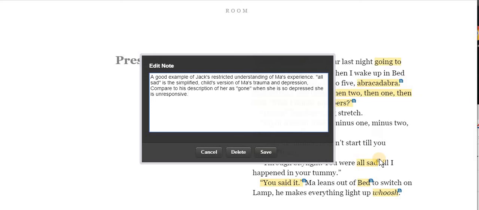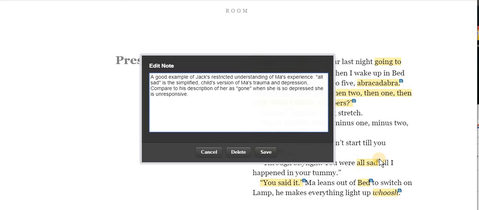It reminded me of when he described Ma as being gone later on in the book. And this is when she's so depressed that she becomes unresponsive, catatonic. And he uses this word gone. And in these words, all sad, gone, there's a kind of a plainness to them. There's a matter-of-factness, an unemotional simplicity to them, I think, which is very typical of a 5-year-old.